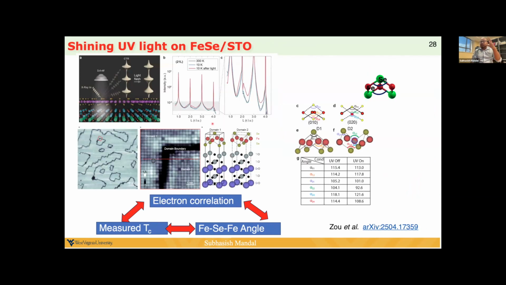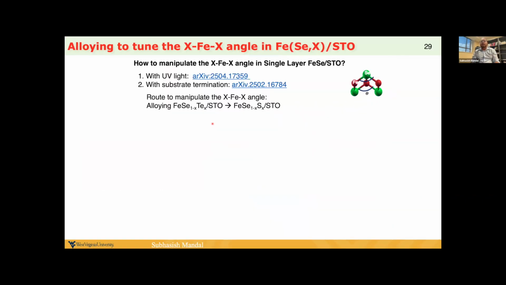One can actually shine UV light and change this angle as well. I'm not going into this detail, but how we can manipulate this angle, apparently, this is also affecting the TC. So the route that we took in this work is by doping or alloying tellurium atom and sulfur atom, because they have different radius and you can control the angle.